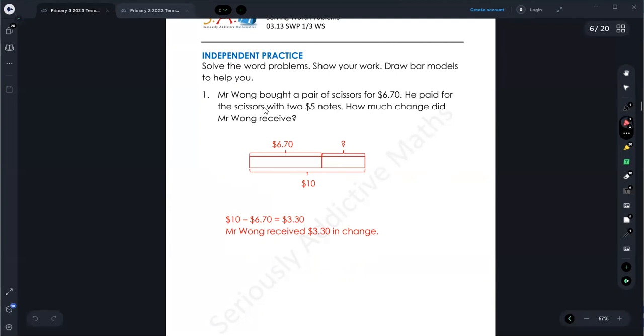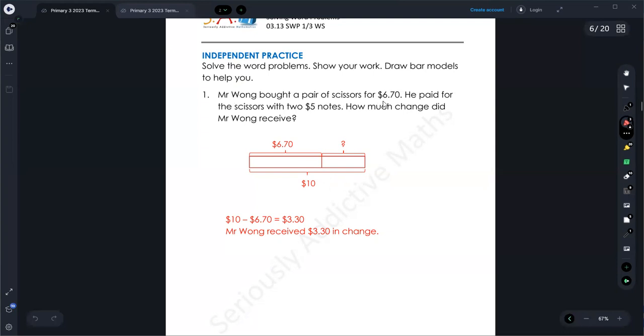So if you look at this first question here, Mr. Wong bought a pair of scissors for $6.70. He paid for the scissors with 2 $5 notes. How much change did Mr. Wong receive? Now notice the question does not have more or less or more expensive or cheaper, and so on. So this is usually a single bar model. So how do you do this?